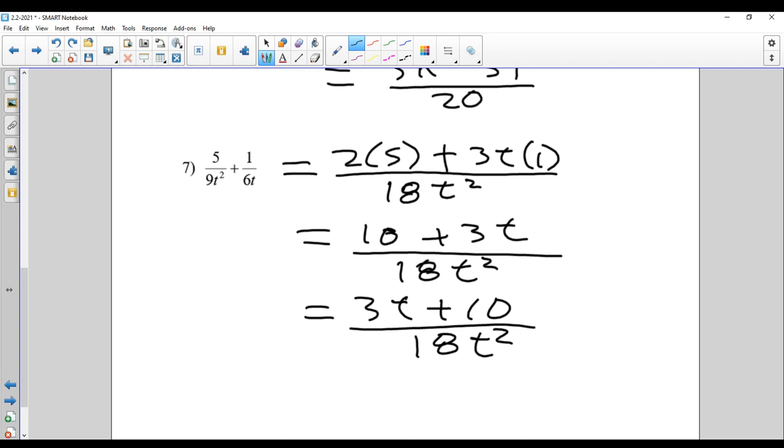You could factor out the 3t, but 3 doesn't go into 10 though, that's the thing. 3 doesn't go into 10. So I can't factor out 3 out of this, because 10 is not divisible by 3. If this was 9, I would agree with you, but it doesn't go into 10. Okay, but good thought anyway.